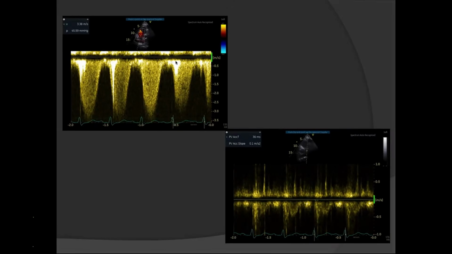Again, a very useful sign. As they say, if both these are present, the specificity for pulmonary embolism is almost 100%. So if you have this kind of acceleration time reduced, less than 60 milliseconds, and systolic notching also is there, this notching clearly visible, then you can be almost sure that there is pulmonary embolism happening in the case.